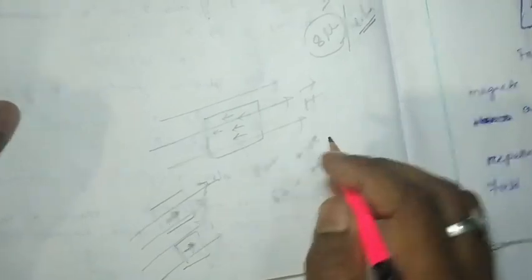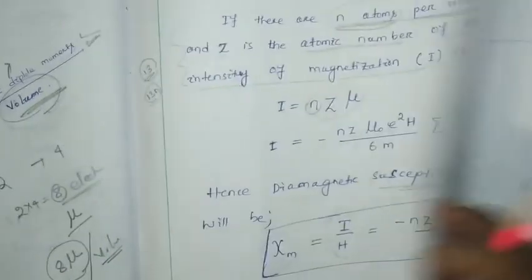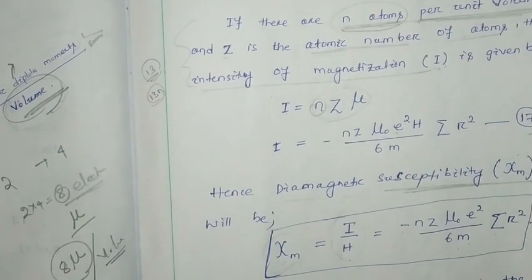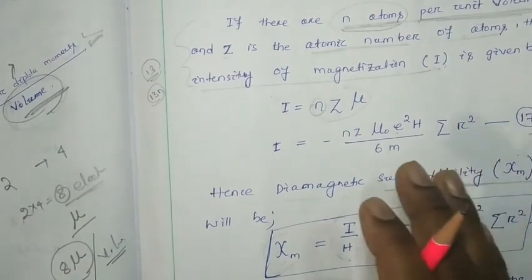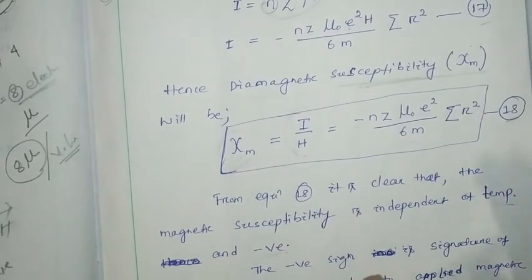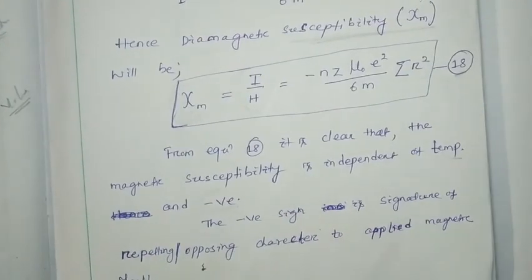So this is all about the explanation of the Langevin theory of diamagnetism. This is part 2, and I suggest all of you go through part 1 and part 2 carefully. Watch the videos, pause the video, and write down the notes perfectly. If you have any doubt, we will discuss.